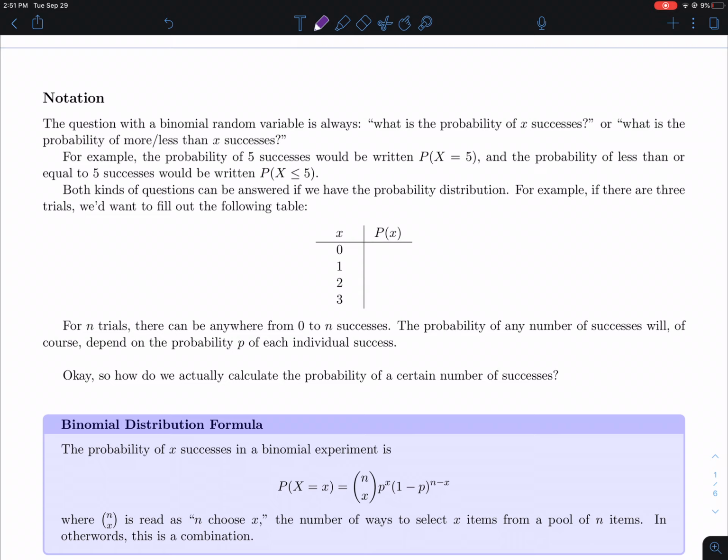binomial distributions. So the question for a binomial random variable is always, what's the probability of X successes, or what's the probability of more or less than X successes? So again, this is why I was practicing these with you in the last section. If we're looking for the probability of, say, exactly 5 successes, then we would just write it as the probability of x equals 5 exactly. Or if we use, say, less than or equal to 5, then we would set it up as the following inequality.